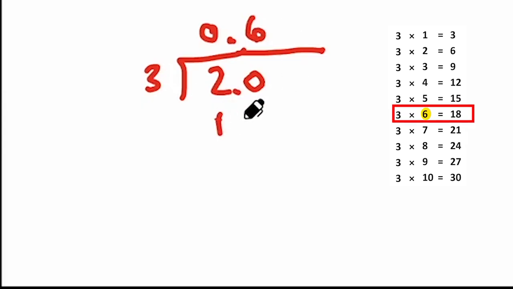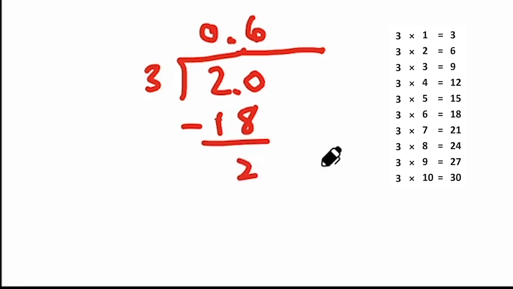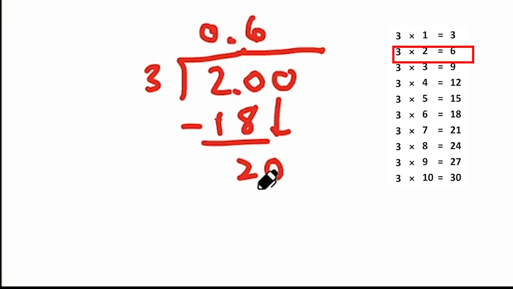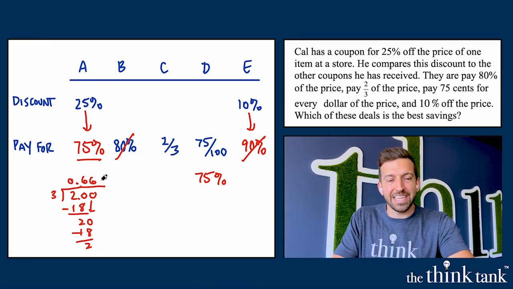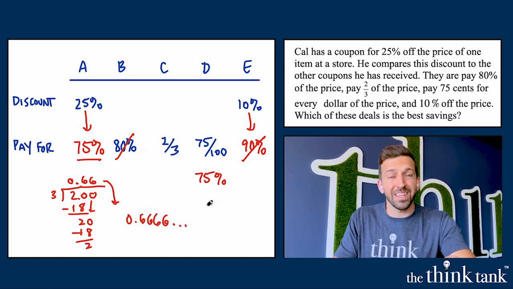6 times 3 is 18. We'll subtract 20 minus 18, leaving us with 2. We're going to need another 0, though, because we don't want a remainder. So we'll bring the 0 down. How many times does 3 go into 20? Well, that goes in another 6 times, and I get another 18 down here. I subtract and get a 2 again. I'm going to keep getting 6s in this answer. So I could think of 2/3 as 0.6666, et cetera, or as 0.6 with a bar over it.